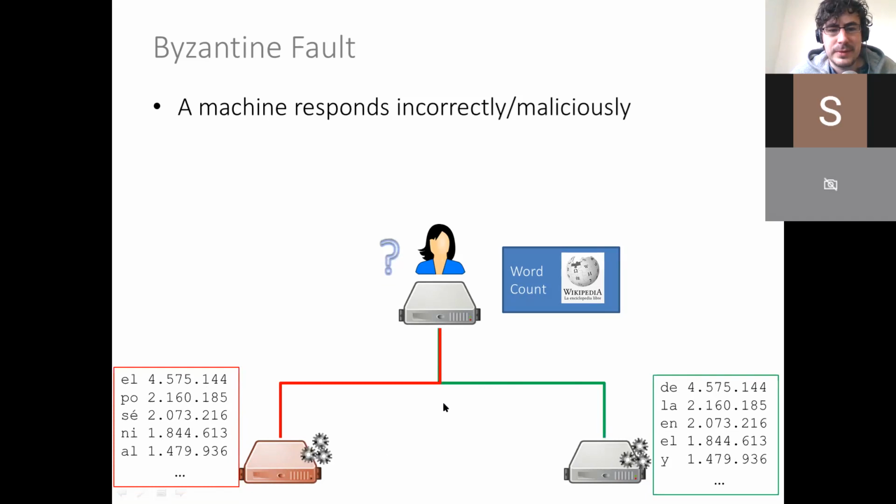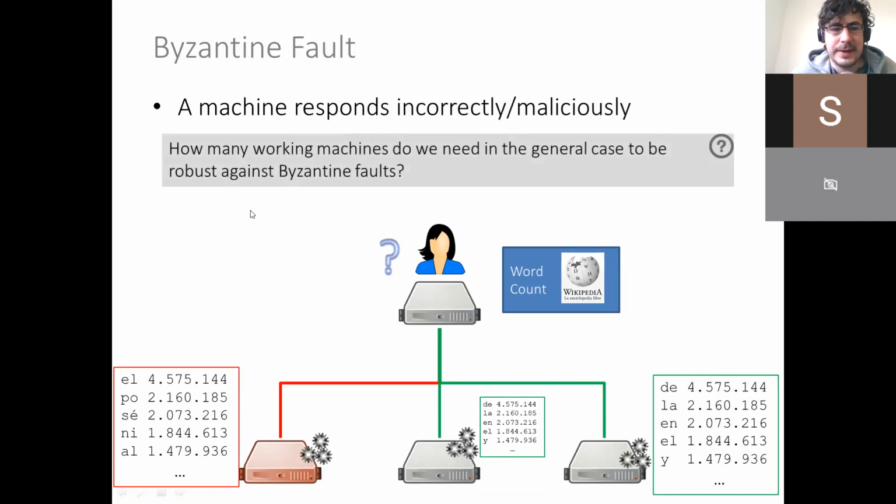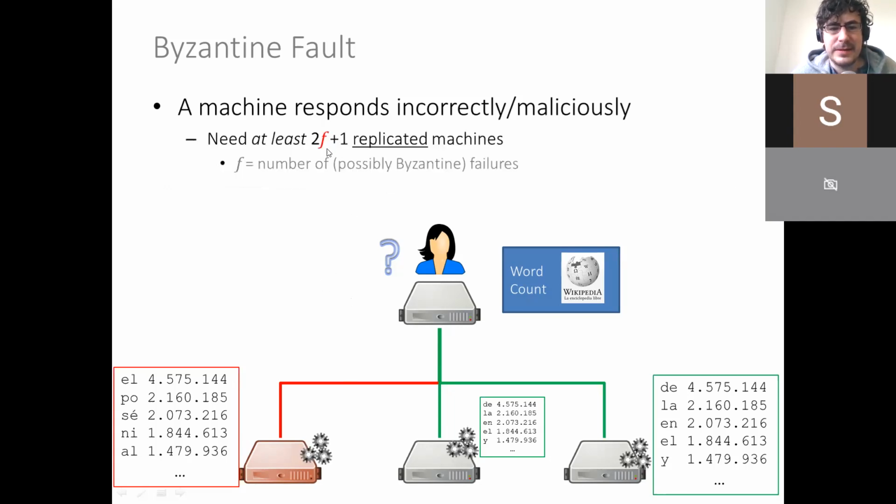In general, which one are we going to choose? It's not clear. If we had a 3rd machine, then we could somehow use those responses. So any ideas how many working machines we need in the general case to be robust against F Byzantine faults? F plus 1 clearly isn't enough, right? Somehow what we would need is that the correct responses would be in a majority. So we would need at least 2F plus 1 replicated machines, in the very worst case where all of the faults agree.